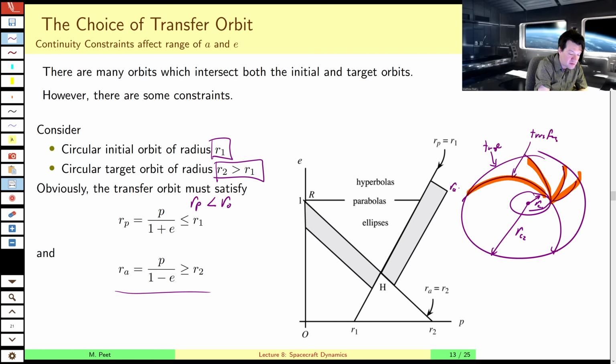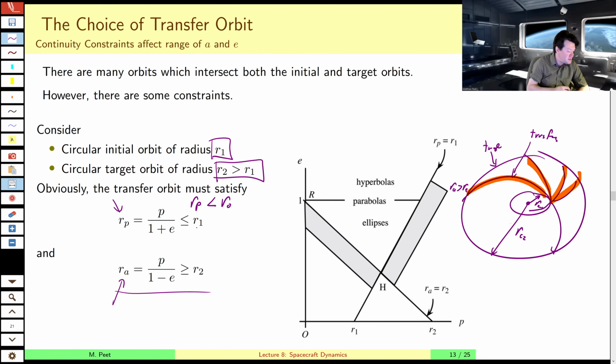So we require apoapse to be greater than r2. Otherwise, we'll never get there, right? We'll just return back to the Earth. Remember, apoapse is the farthest point in the orbit, and periapse is the closest point in the orbit to the Earth. So obviously, these are two constraints that we have.